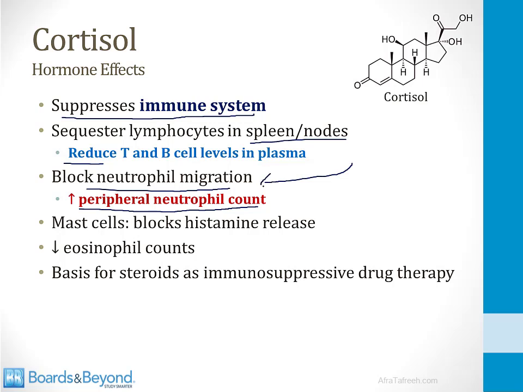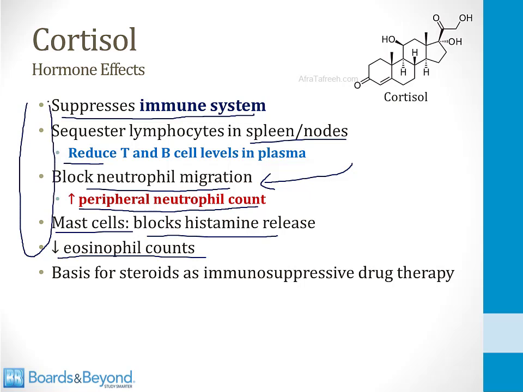they cannot migrate out. Cortisol has also been shown to block histamine release in mast cells. It will lower the eosinophil count. And all of these effects I've described on this slide are the basis for using cortisol or cortisol-like drugs as immunosuppressive drug therapy, and we'll talk more about that in a minute.